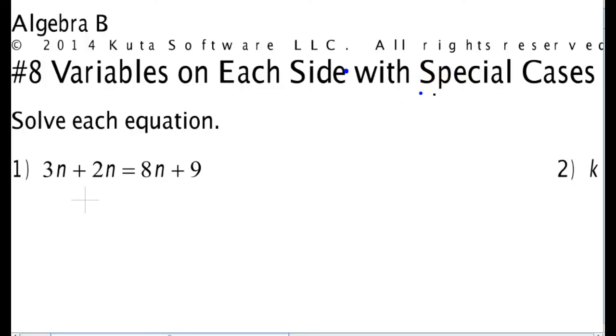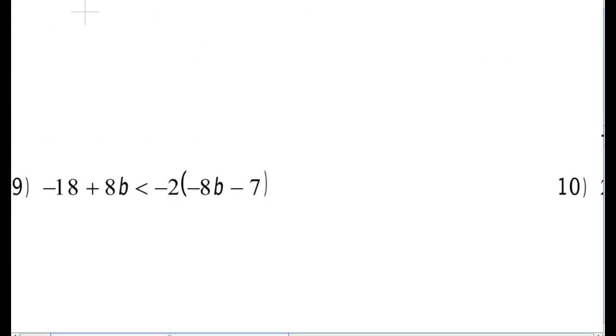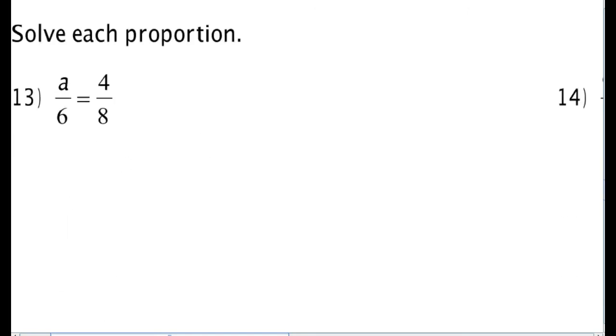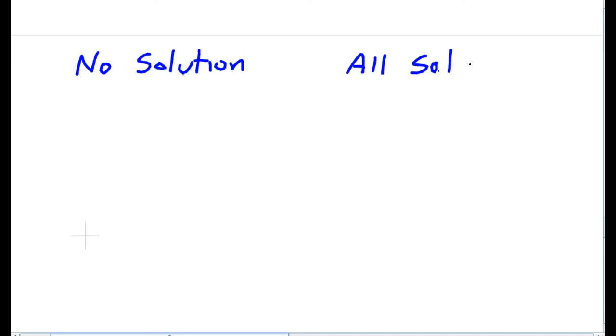So the special cases, there's two of them. I'm going to write two notes just down here to remind you. Okay, two of them. You can have no solutions. So that's possible. And then you can have all solutions. All solutions. So kind of opposite to each other.